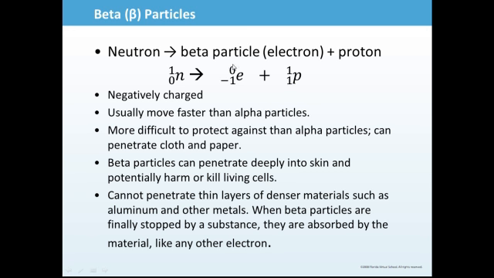Beta particles, which is this symbol right here, are negatively charged. Basically, they're a high-speed electron. They're going to move faster than alpha particles. They are more difficult to protect against, and they can penetrate cloth and paper. Beta particles can penetrate deeply into your skin and potentially harm or kill living cells. Once they land on your skin, they can be absorbed by any material. They really cannot penetrate thin layers of denser materials such as aluminum and other metals. Beta particles are finally stopped by a substance. They can be and will be absorbed by that material, just like any other electron.